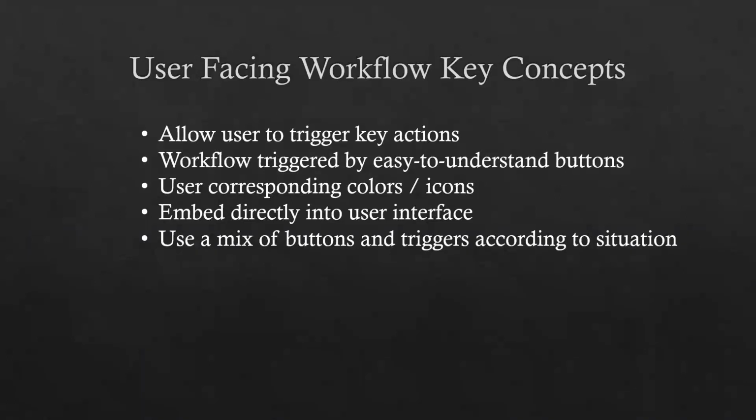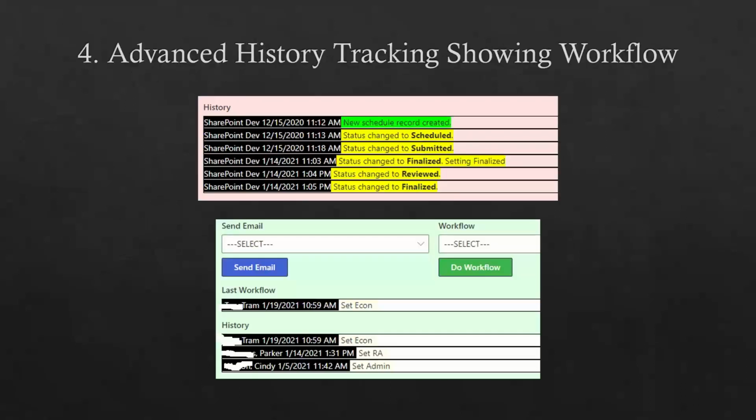Okay, so we want to allow our users to trigger workflow through actions directly. We want it to be easy to understand through the user interface. Colors and icons can help with that. We want it embedded directly in the user interface, and we can use a combination of things. So we can do buttons or triggers, just depends according to the situation. All right, on to the next.